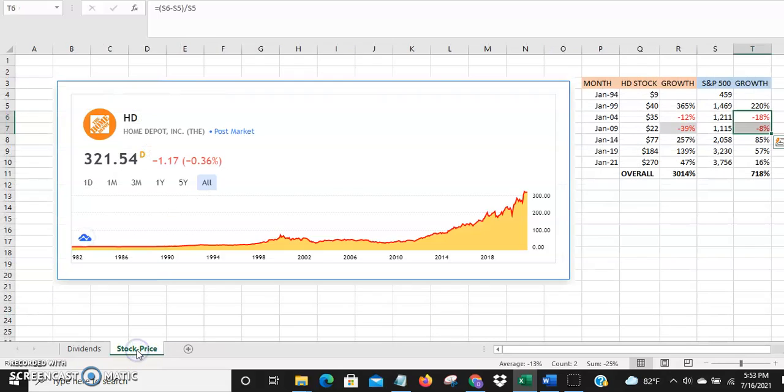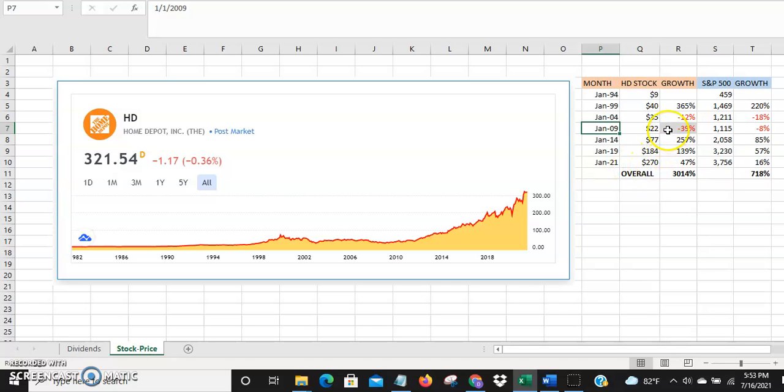So this is the stock price of the company, and I pulled it up so we can see from the year 1994. Okay, so here I've put a little table. In Jan 1994 the stock was $9. Jan 99 it became $40. Jan 2004 it became $35. Jan 2009, it became $22. So obviously, all these decreases were because the first decade was pretty slow. Then you see Jan 2014, it became $77. Jan 2019, $184, and Jan 2021, $270.